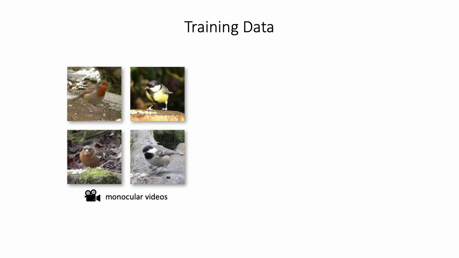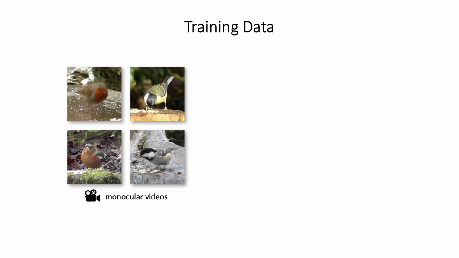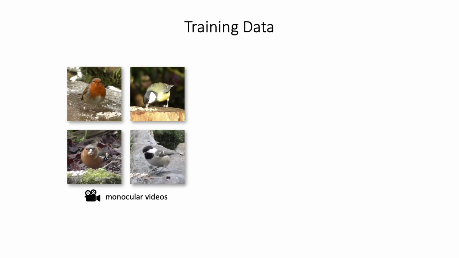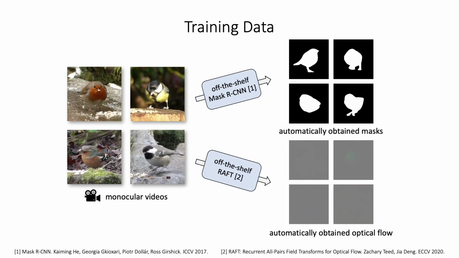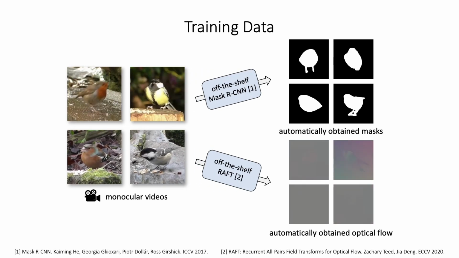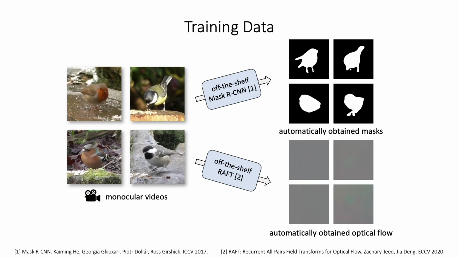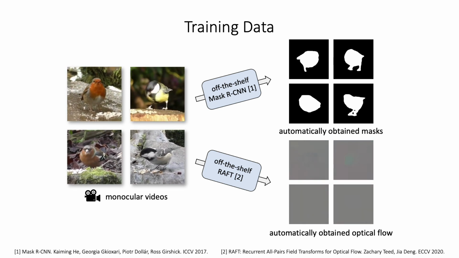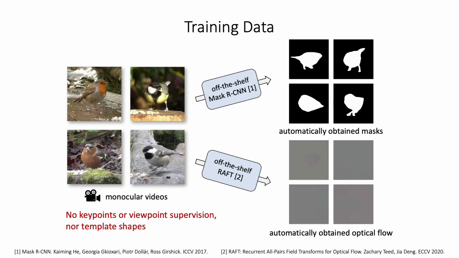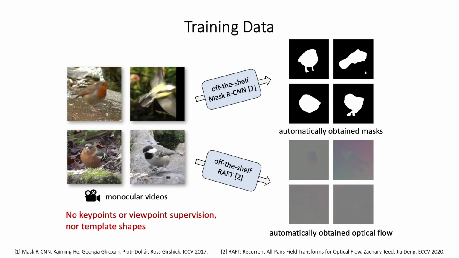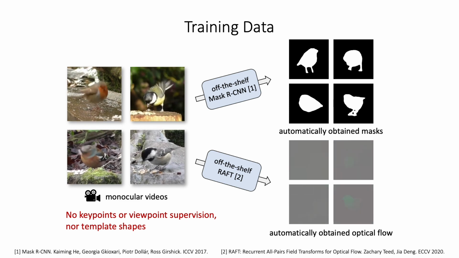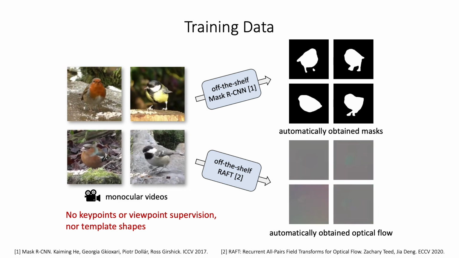Our model is trained using monocular videos of an object category, such as birds. We obtain object masks and optical flow from off-the-shelf models and use them as supervisory signals during training. In particular, unlike existing methods, our model does not rely on any explicit 3D, keypoint, or viewpoint supervision, nor does it require a 3D shape template.